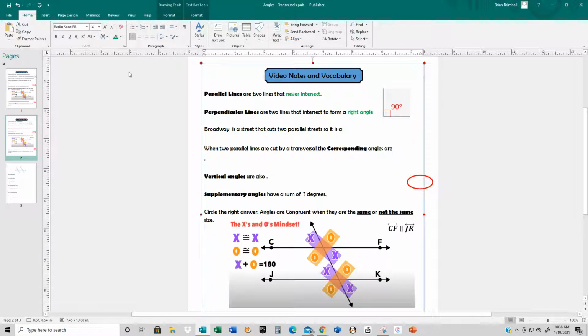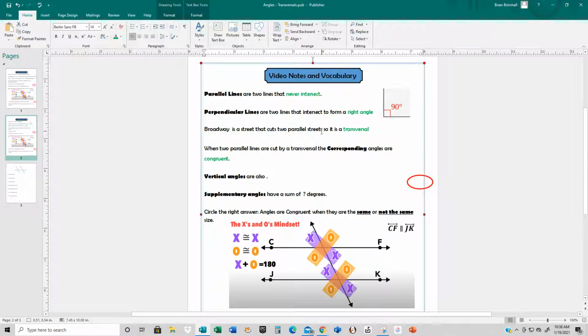All right. So, in the video, I talked about Broadway as a street that would cut two parallel lines, like this line down here. We call that a transversal. Lots of vocabulary today. Okay, when two parallel lines are cut by a transversal, the corresponding angles are something we call congruent.